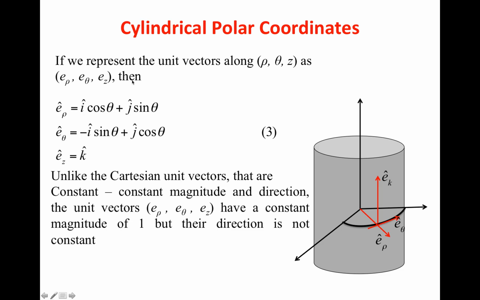Now, we also take the unit vectors along these three coordinates, which are rho, theta and z, and we represent them by e rho cap, e theta cap and e z cap. My e rho cap will be acting in the direction of rho, that means in this direction. e theta cap is perpendicular to my e rho cap and will be acting in the tangential direction to this curve, which is basically a circle, and my e z cap of course will be acting in the direction of the z axis itself.